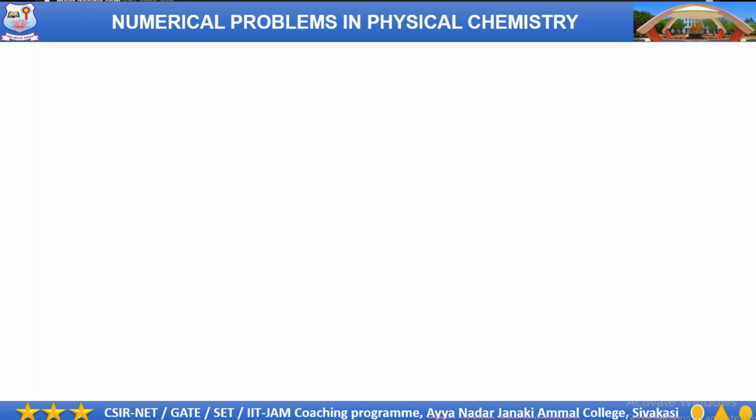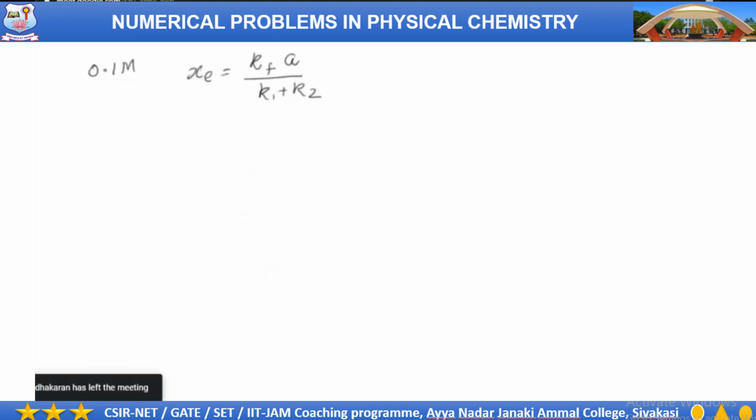If the initial concentration of the cis isomer is 0.1 molar, and I told you this type of question will be asked in JAM, for undergraduate students. What is the formula to be used in this reaction? The formula to be used is: equilibrium concentration XE is equal to KF, the forward reaction constant, into initial concentration, divided by K1 plus K2. You have already calculated K2 and K1.